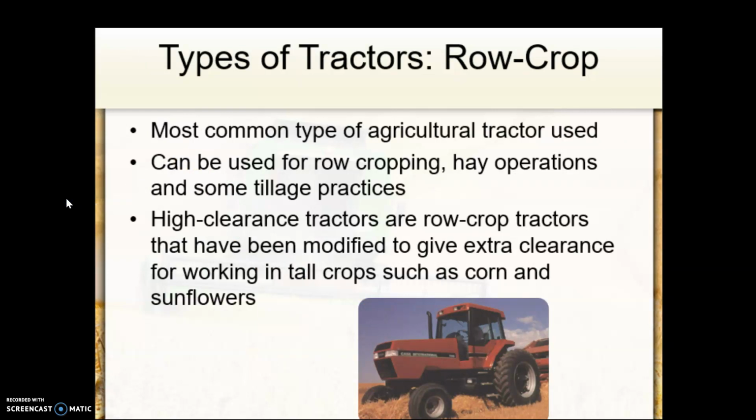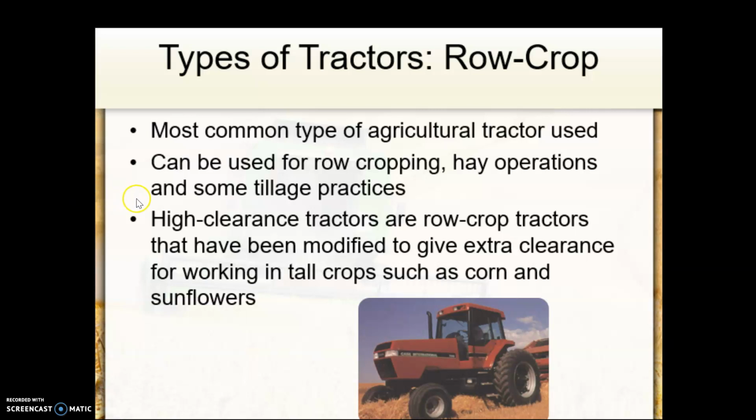Next type of tractor is a row crop tractor. This is the type of tractor that most people probably think of when they imagine a tractor. It's the most common type of agricultural tractor used for several different applications. Could be used for row cropping, pulling a planter or something like that. Could be used for hay operations and some tillage practices.